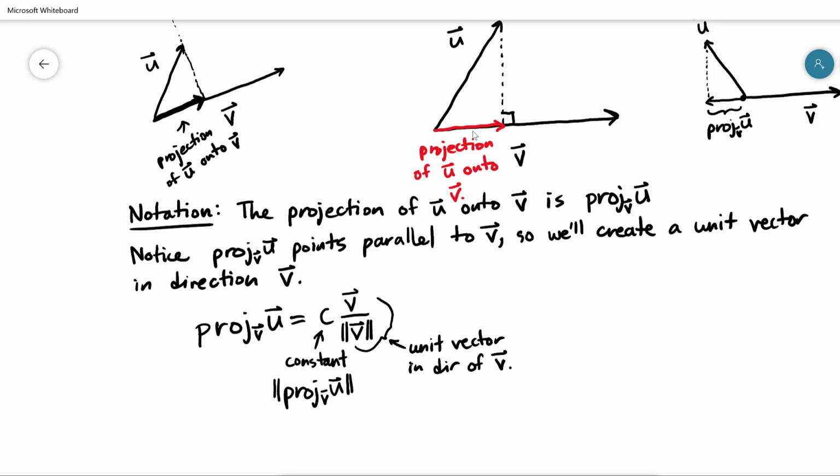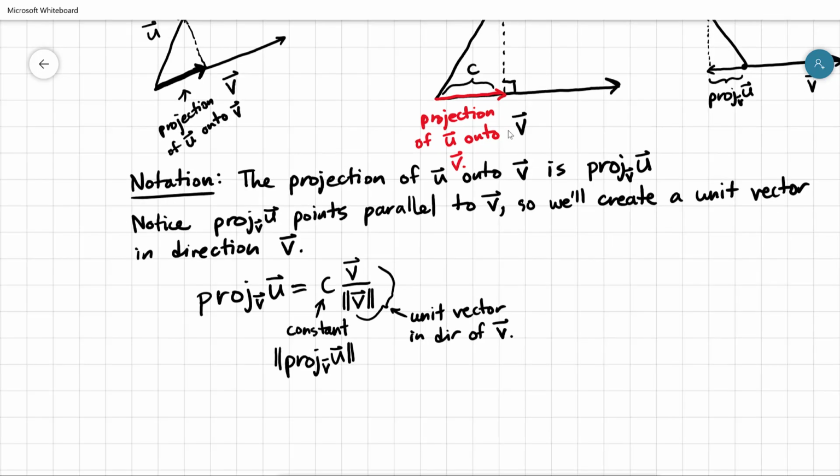Here is the vector we're trying to find. I'm going to start off with a unit vector that points parallel to v, and then I'm just going to scale it up by some magnitude c, whatever the length of that vector is. That length is whatever the magnitude of this vector happens to be. So this is how we're going to put it together. I've got my direction part. All I need to do is figure out this magnitude. So how do I figure out that magnitude? That's the last piece that we need to look at.